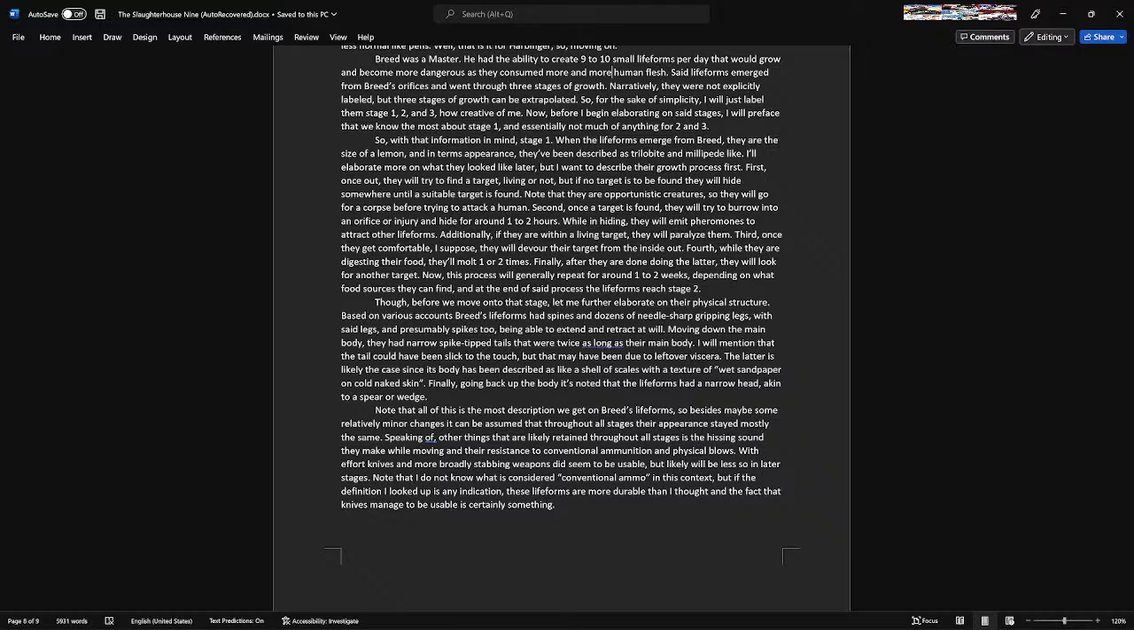Said life forms emerged from Breed's orifices and went through 3 stages of growth. Narratively, they were not explicitly labeled, but 3 stages of growth can be broadly identified. So, for the sake of simplicity, I will just label them stage 1, 2, and 3. How creative of me. Now, before I begin elaborating on said stages, I will preface that we know the most about stage 1 and essentially not much of anything for 2 and 3. So, with that information in mind, stage 1.